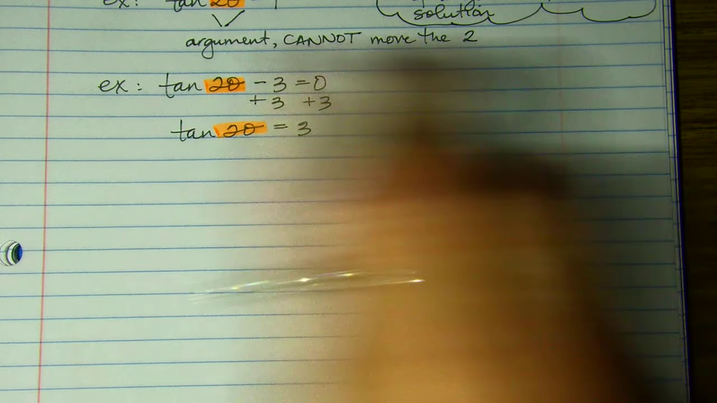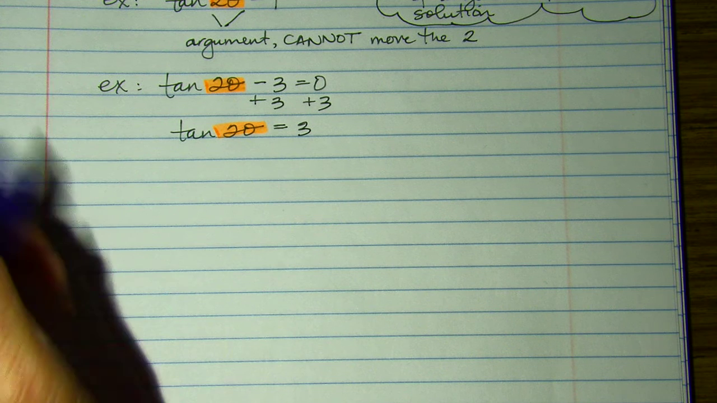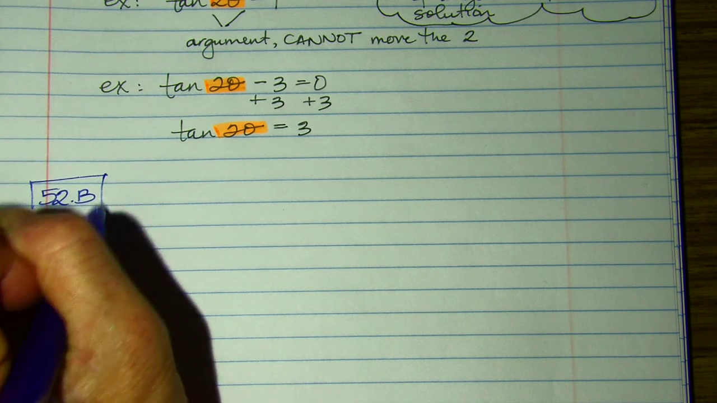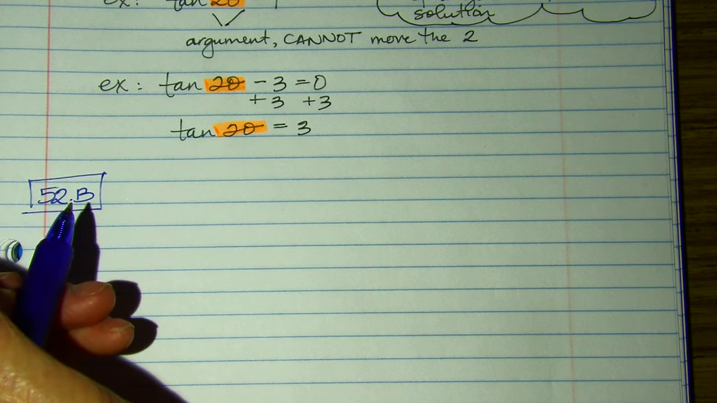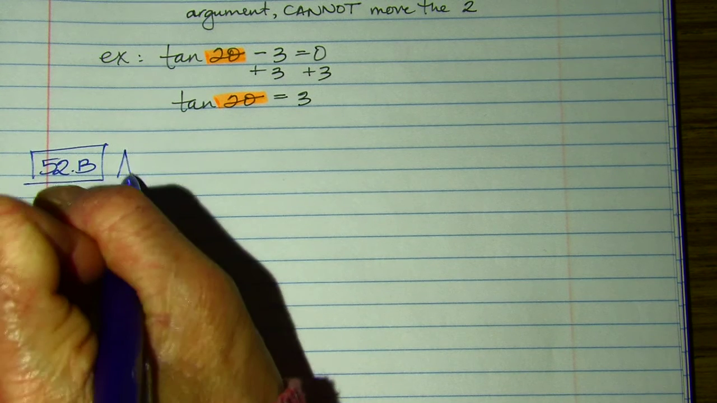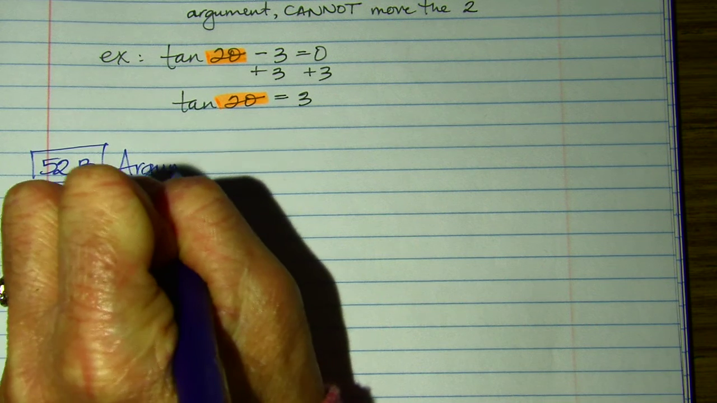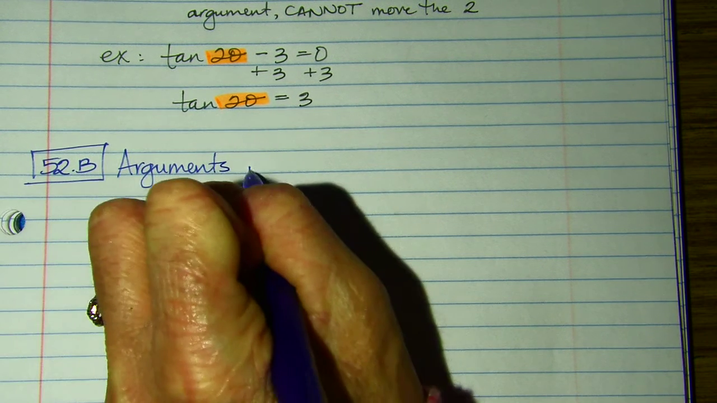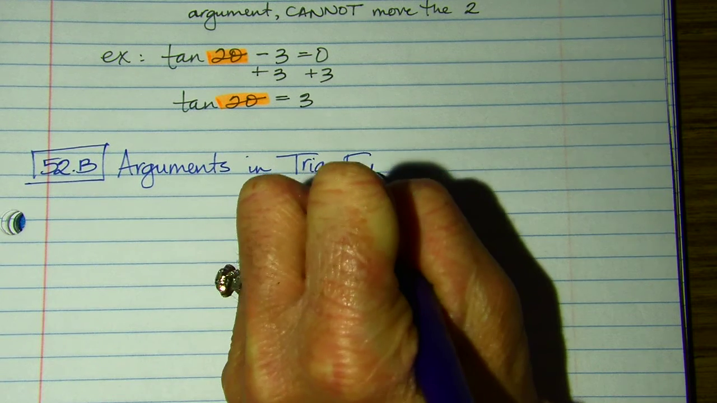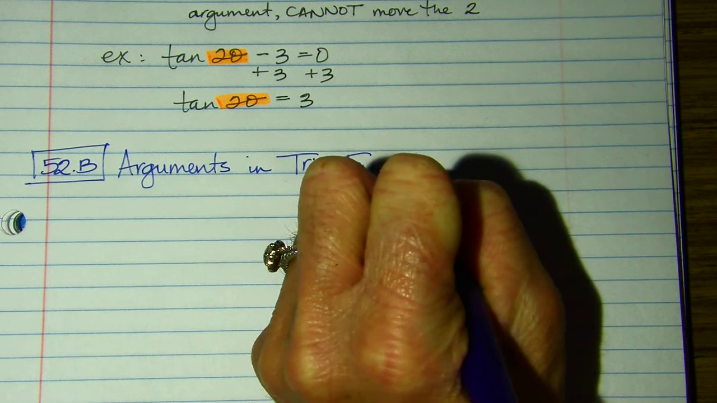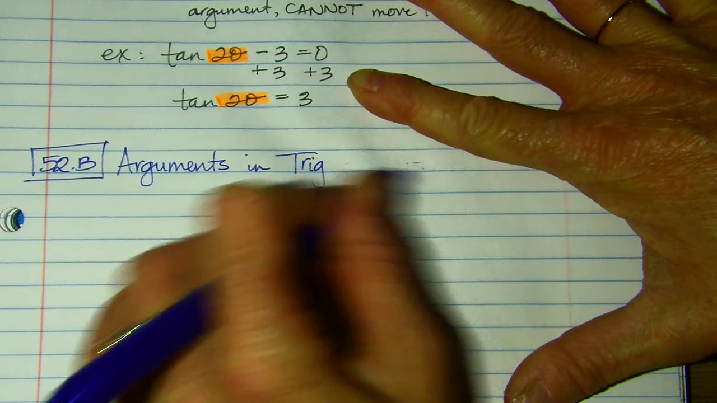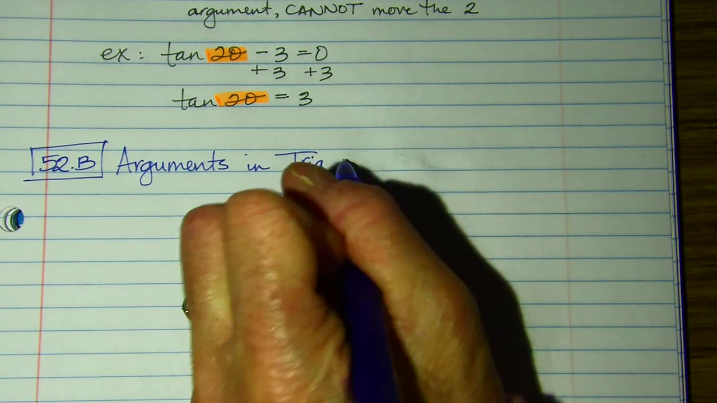So let's jump into 52.B, which is where we're going to spend the rest of our time. We are going to be solving trig equations that have arguments. And hopefully you're following along. I'm going to do 4 examples.